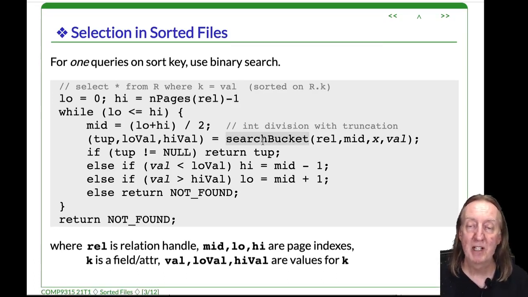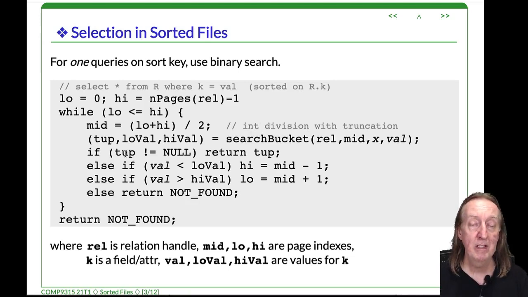The search bucket function takes the relation, the page ID of the middle page, the name of the attribute if you like, and the value that we're looking for in that attribute. If the tuple value that we return is not null, it basically means we found the tuple somewhere in this bucket and we return the result of that tuple. Here we're assuming that we're dealing with queries that have a single result.